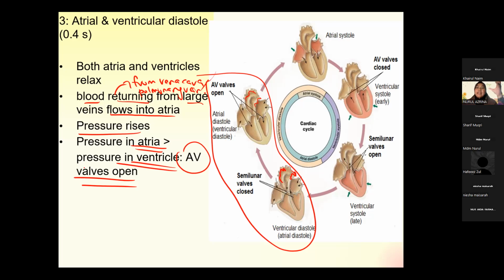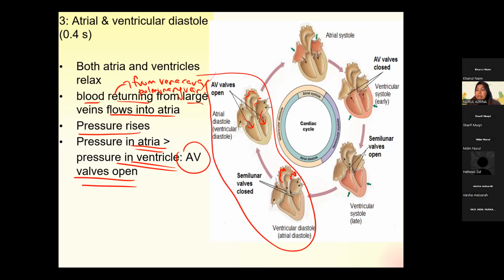Macam seolah-olah dalam atria tu kita dah isi, nak agak penuh, pressure dia dah naik. So blood pun akan hantar masuk ke dalam ventricle. So AV valve is open. At the same time, this is what you can see. AV valve is open, so blood flows from the atria into the ventricle as the pressure inside the atria is higher compared to the pressure inside the ventricle.